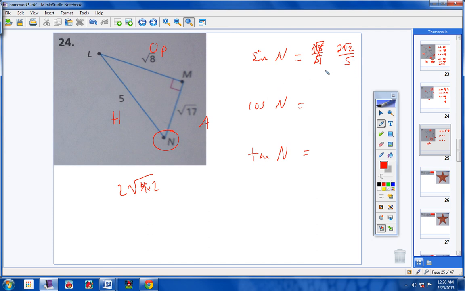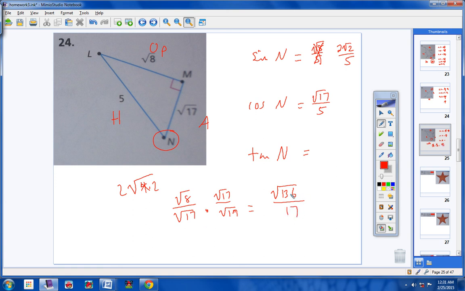Okay, now cosine of N, adjacent over hypotenuse, so square root of 17 over 5, okay? Square root of 17 over 5. And then lastly, tangent is opposite over adjacent, so square root of 8 over square root of 17. So we're going to multiply the top and the bottom by square root of 17. And of course we already know from the last time we did 8 times 17, we get 136. And square root of 17 times the square root of 17 is 17.